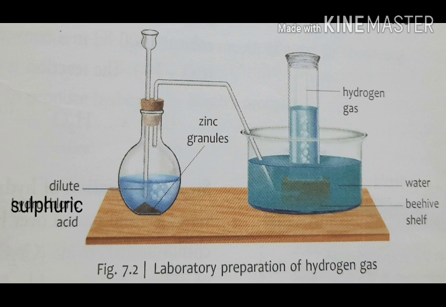In the present setup, you can see a round bottom flask containing zinc granules. Through the thistle funnel, dilute sulfuric acid is added. A colorless, odorless gas evolves, which passes through the delivery tube, through the beehive shelf, and gets collected in the inverted jar. Now this gas is hydrogen. Hydrogen, being lighter than water, displaces water down and gets collected in the inverted jar.